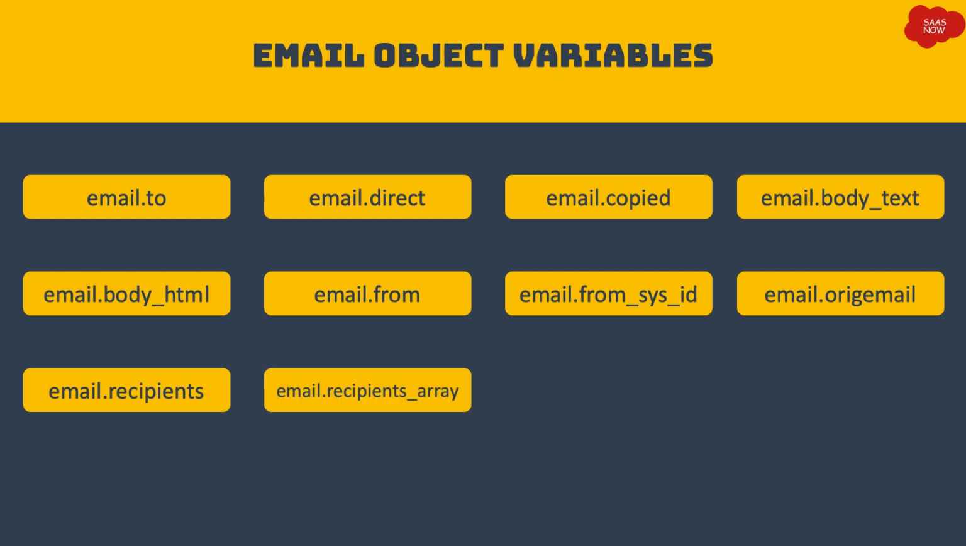Then you have email.recipients_array. This stores the recipient addresses as an array. Then you have email.content_type. This stores the details of the type of content mentioned in the email. Whenever you send an email, it has different elements, and one of the elements is content type. Whatever information you have in that content type can be stored with this variable, email.content_type.